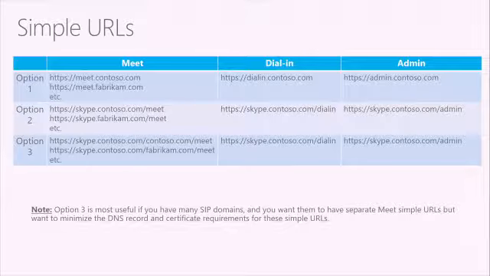Now, one of the most important things when we start talking about conferencing is getting a solid understanding of what we call the simple URLs. Right? Simple URLs are there for the purposes of allowing folks to actually join our meetings, but without having to understand what our underlying SIP architecture looks like.